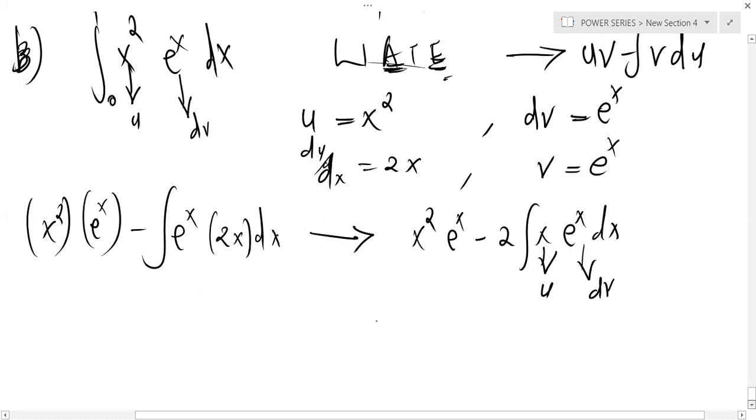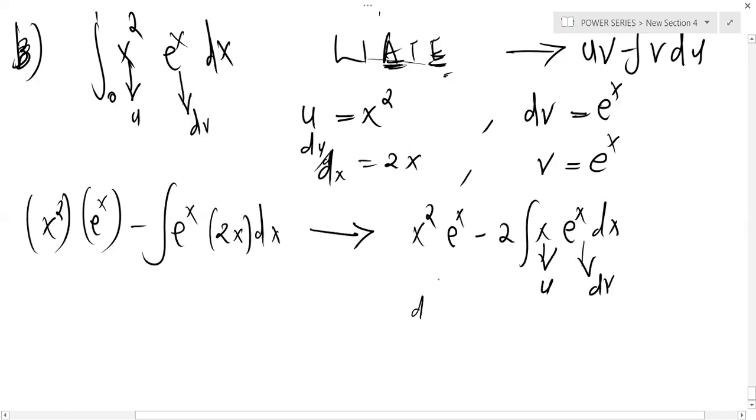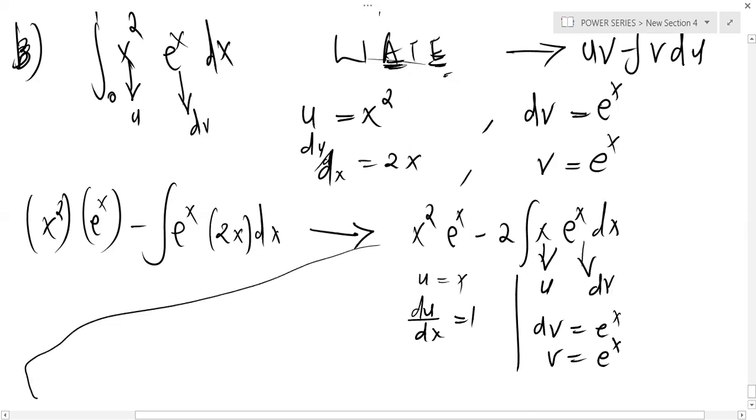If u is equal to x, then what is du dx? Du dx is 1. dv is equal to exponential x. What is v? Exponential x. So we are going to replace again in the formula. So we have x squared exponential x minus 2. Most of you are actually leaving out this minus in your solutions. You are leaving out this minus.